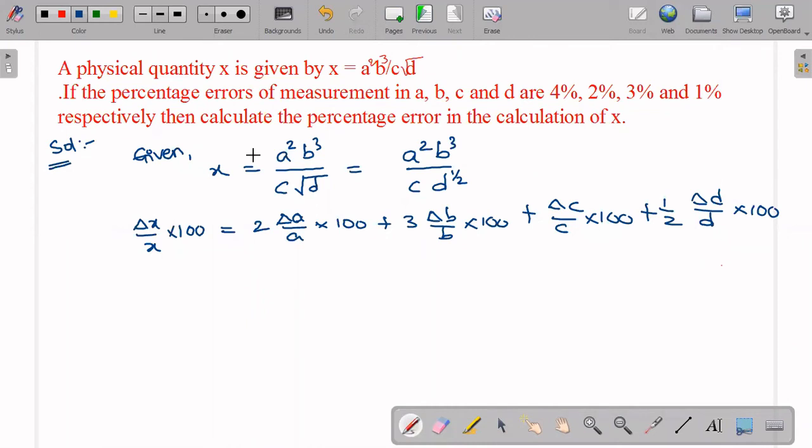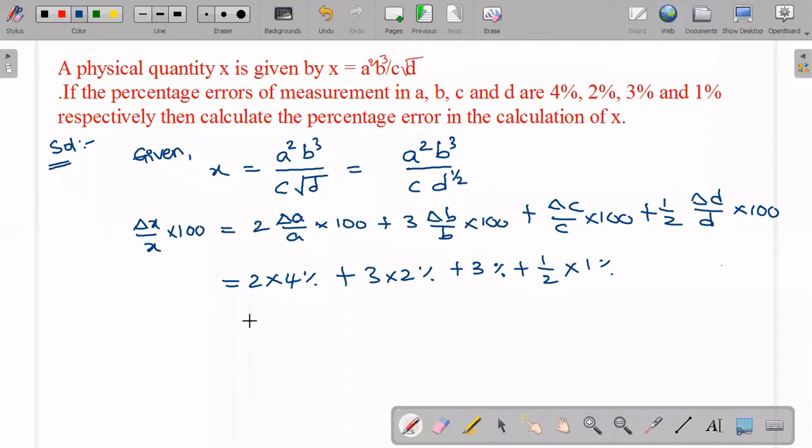Now the values are given directly. The percentage error is given, 4% in case of a. So directly from the question, delta a by a into 100 is 4%. Next, 3 into delta b by b into 100. This b value is 2%. Next, delta c by c is directly 3%. Plus 1 by 2 into delta d by d, which is given as 1%.